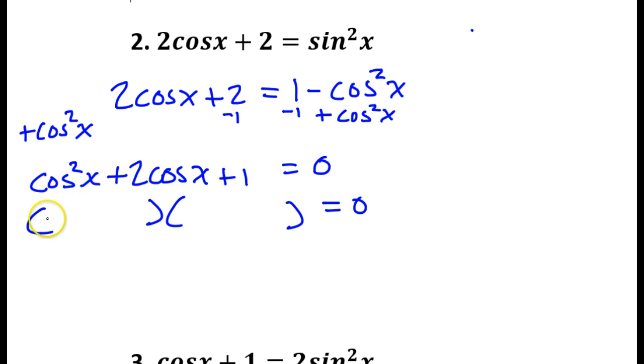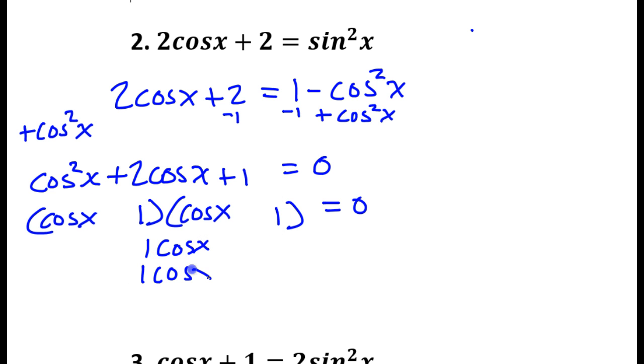So cosine squared, that's cosine times cosine. 1 can only be 1 times 1. Now inner plus outer must equal the middle. Inner, I have 1 cosine x. Outer, I have 1 cosine x. I'm trying to get 2 cosine x, so I'll just leave the signs positive. So that means plus and plus. So there we have factored it.